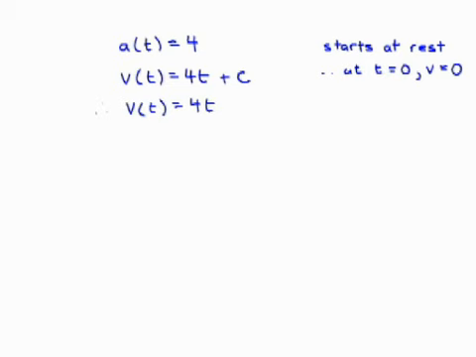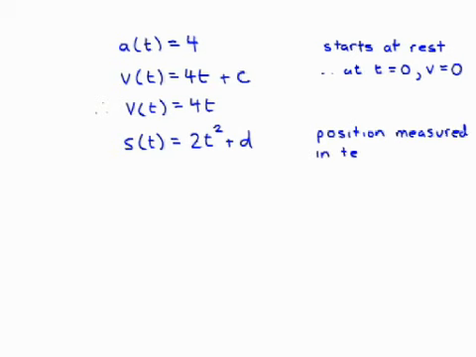Now, we weren't asked for the velocity equation. We were asked for the displacement equation. So again, we'll have to take the antiderivative. In this case, s of t is going to be equal to 2t squared plus d, where d is another constant. Well, we were also told that this equation for the position of the toy, or the displacement of the toy, is to be measured from its point of release.